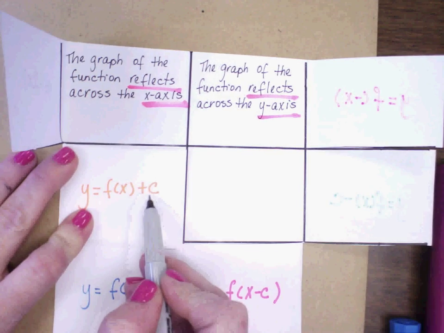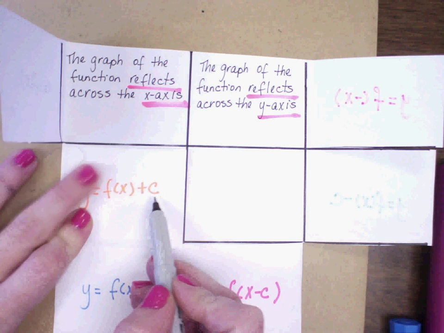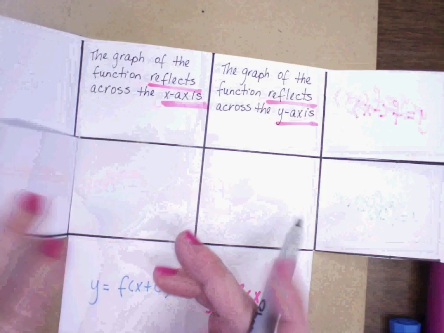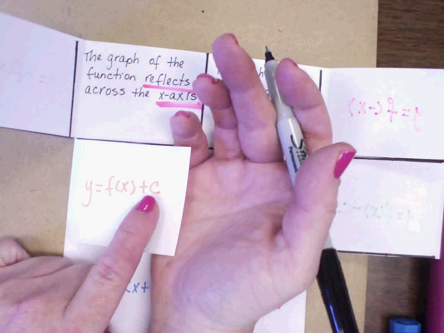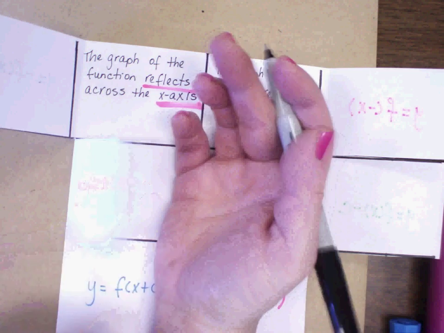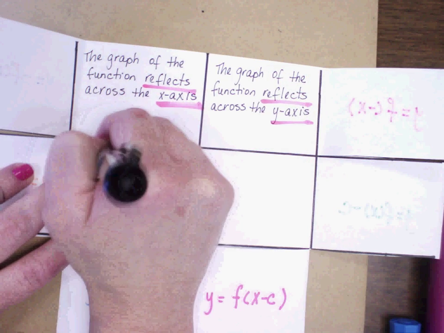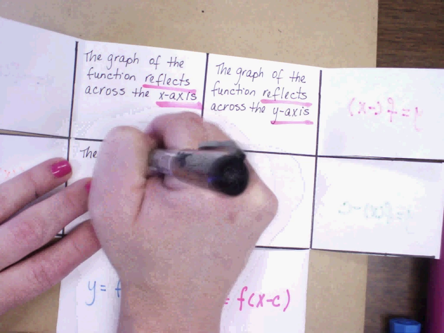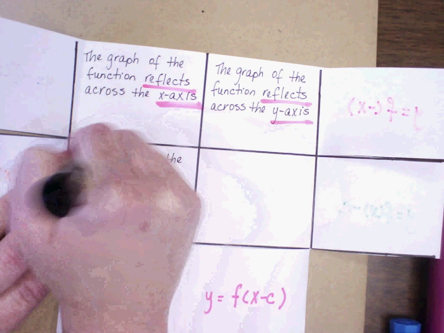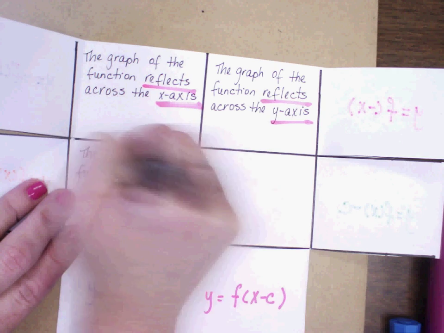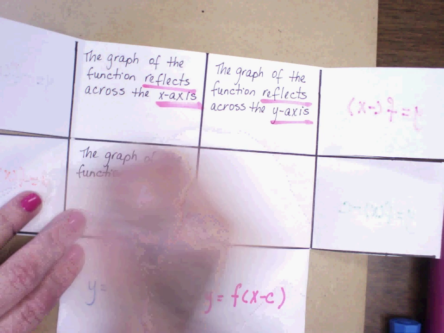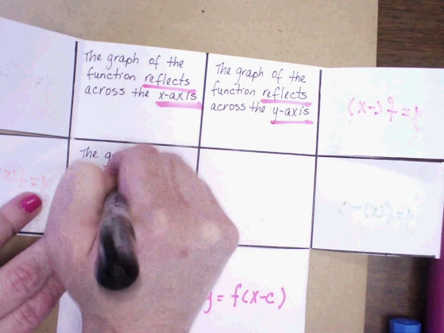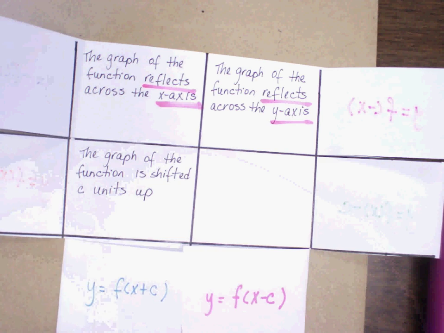All right, ready for the next two? When you added C, what happened to that one? It shifts up, right? So the graph of the function is shifted C units up. It depends on what C is. If C is 3, it's up 3. But if C is 10, it's up 10, right? So the graph of the function is shifted C units up.